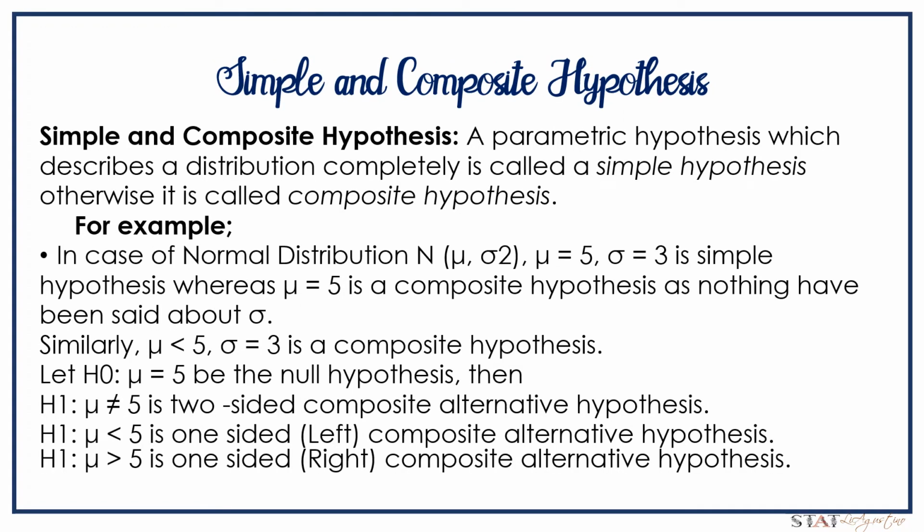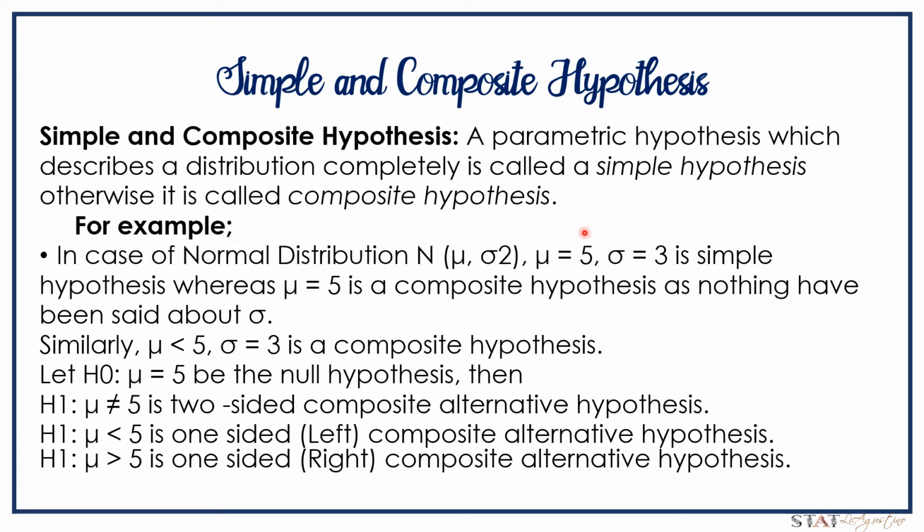Okay, let's talk about the simple and composite hypothesis. In the previous slides, we've talked about the null and alternative hypothesis. Now, we'll talk about the simple and composite hypothesis. So, a parametric hypothesis which describes a distribution completely is called a simple hypothesis. Otherwise, it is called a composite hypothesis.